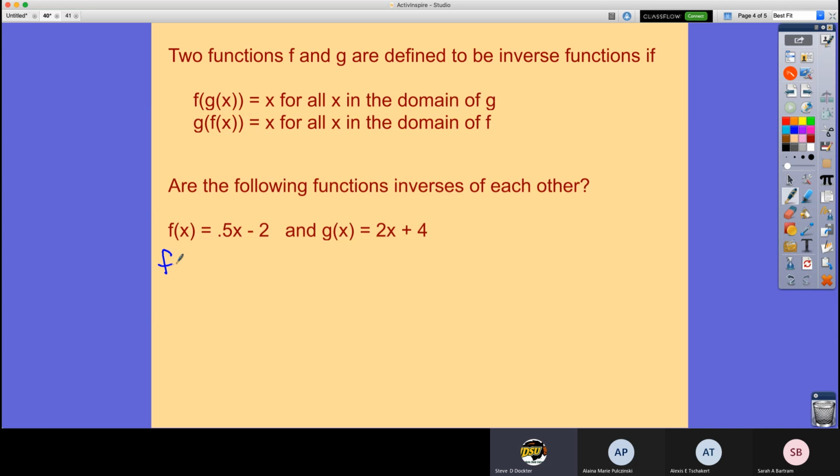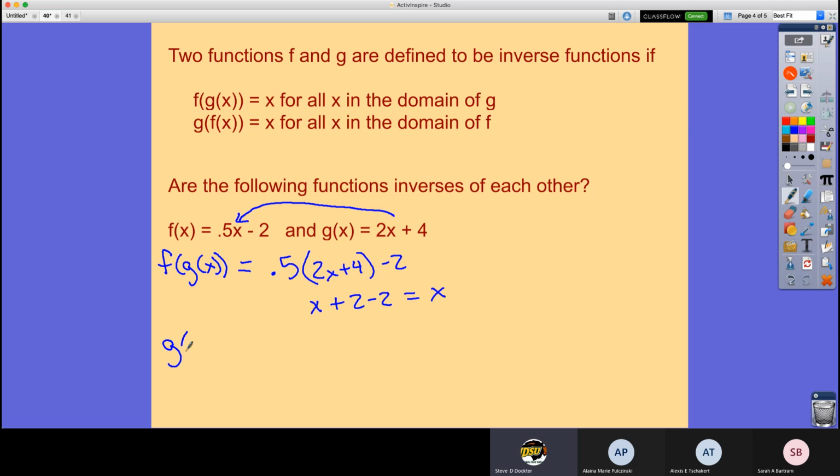All right, first of all, we've got to find f of g of x. What this means is we're plugging the g function into the f function wherever we see an x. So we would have 0.5, and then this thing goes in there for x. So 0.5 times 2x plus 4 minus 2. We run the 0.5 through, we get x plus 2 minus 2. That would just end up being an x. That's what we're supposed to get for this to be a function. So the first half is good. Then we've got to do the second half here.